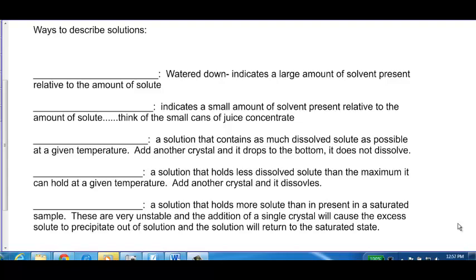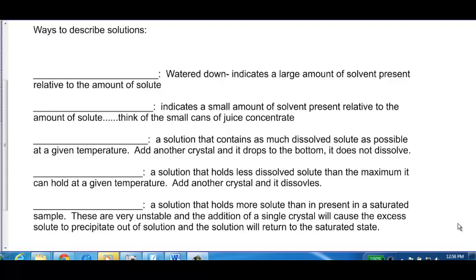The third one is a solution that contains as much dissolved solute as possible at a given temperature. If you add another crystal of your solute, it will not dissolve, it'll just drop to the bottom of the container. The fourth one, a solution that holds less solute than it can. So it hasn't dissolved as much as possible. If you add another crystal of your solute, then that crystal will dissolve.